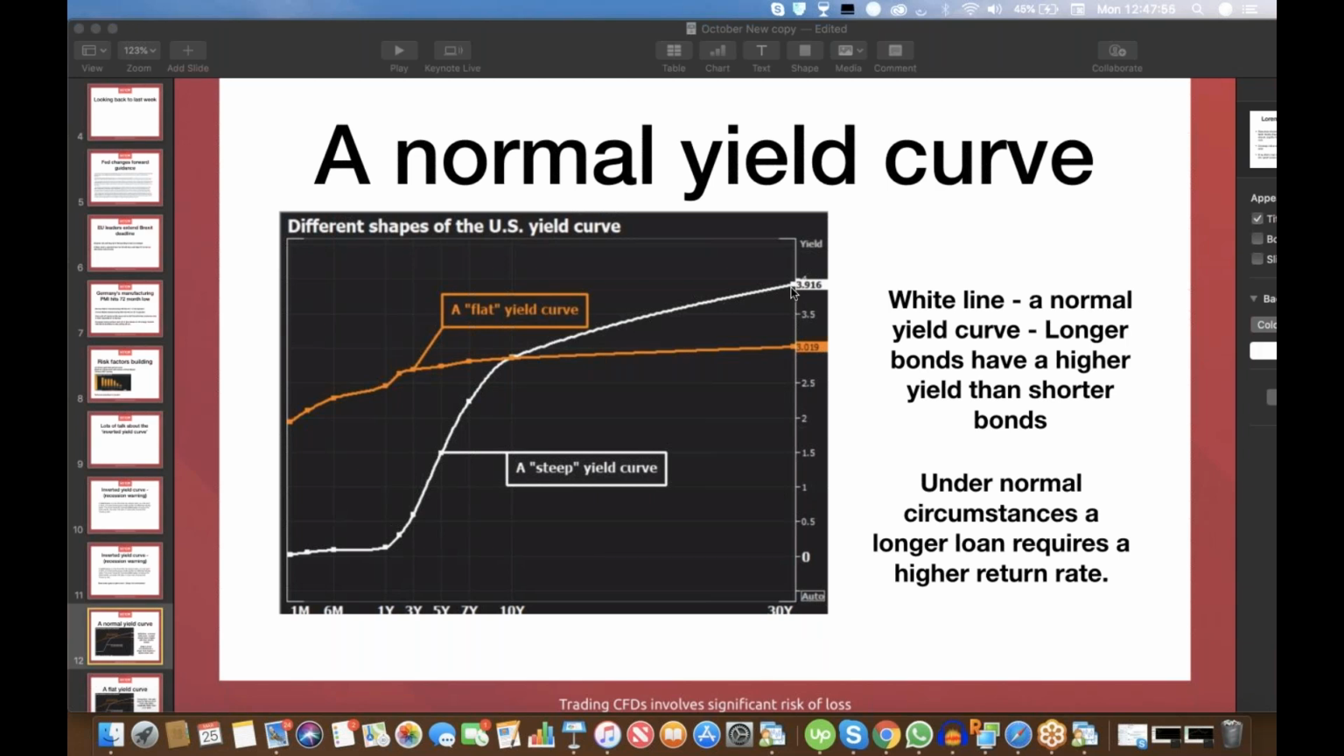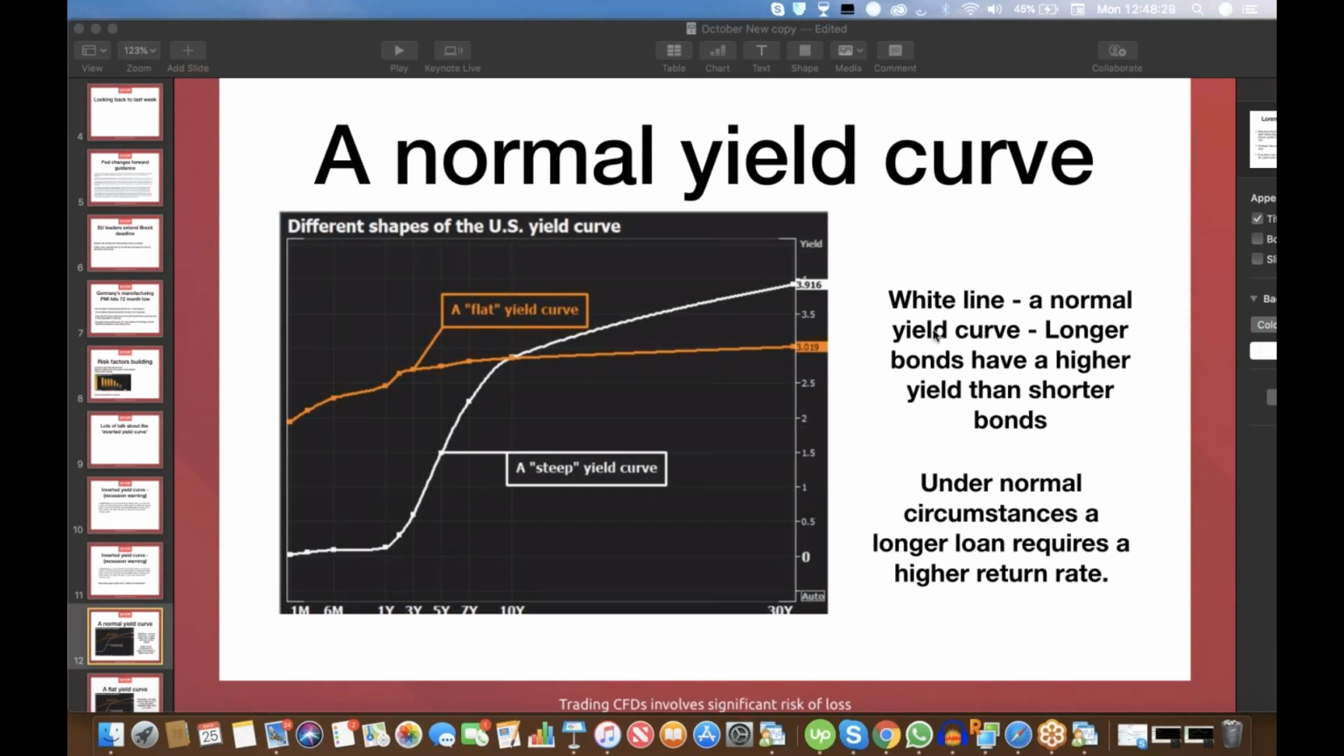Now, this is a normal yield curve. It's a normal one, it's a steep one, because if you lend money for a longer amount of time, you will get a higher return. And that makes sense, doesn't it? That's the normal situation. The white line is a normal yield curve. This is known as a steep yield curve, but it's essentially the normal shape, which is lower for the short-term bonds, higher for the longer-term bonds. So under normal circumstances, a longer loan requires a higher return rate.